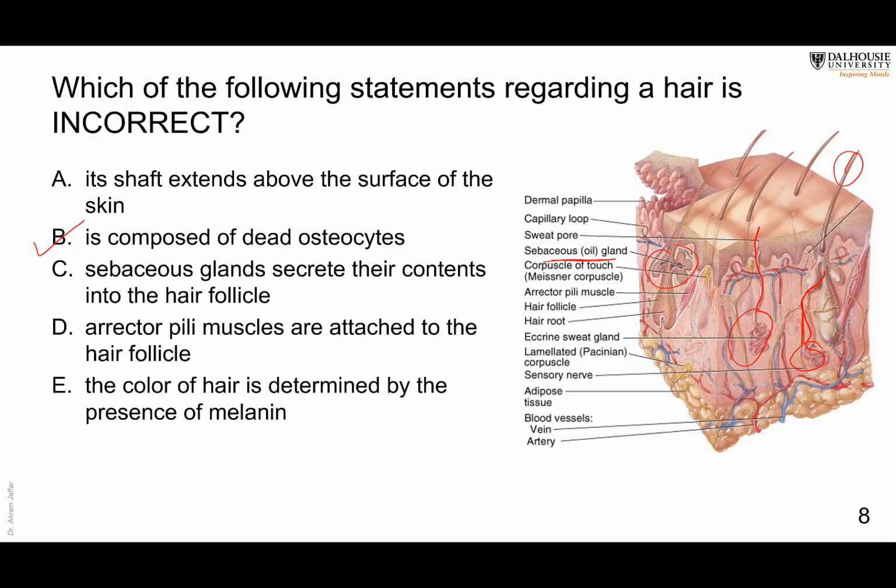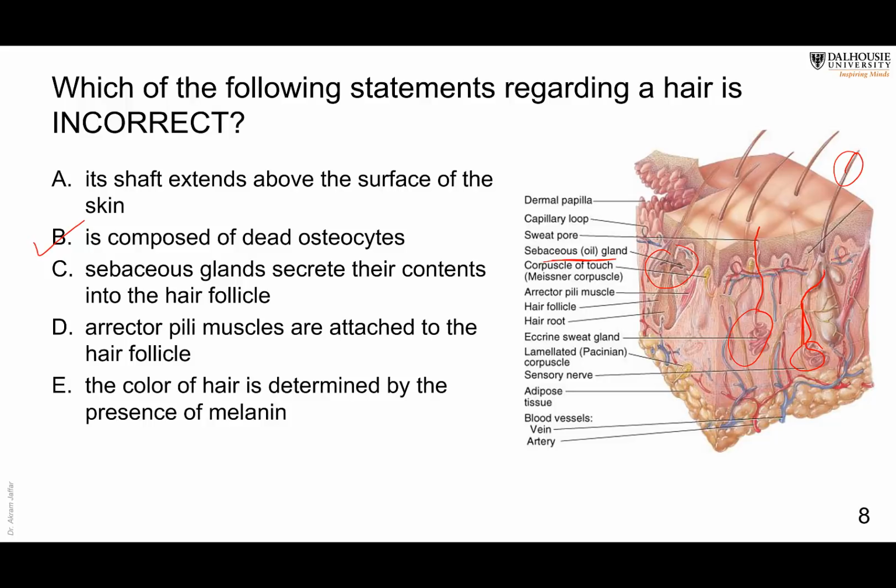Option D, arrector pili muscles are attached to the hair follicle. That's correct. Arrector pili are smooth muscle cells located in the dermis, and they are attached to the hair follicle so that the contraction of the arrector pili muscle will result in straightening of the hair, and it forms the goosebumps as the hair is pulled vertically.